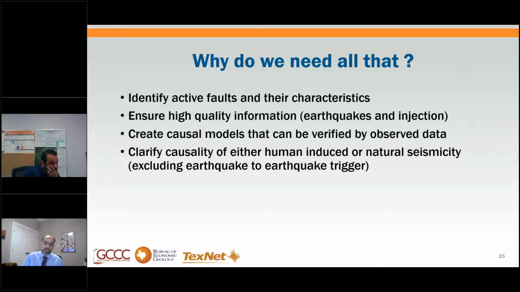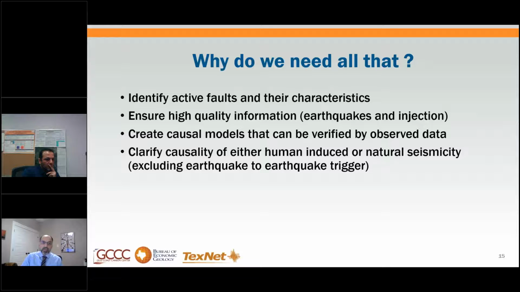So why do we need all that? First of all, we need all that just to identify the active faults and their characteristics. Of course, that's important for us, because if we know where the active faults are and what their characteristics are, we can use this information for any causal analysis, first of all, and then we can use it for risk mitigation.